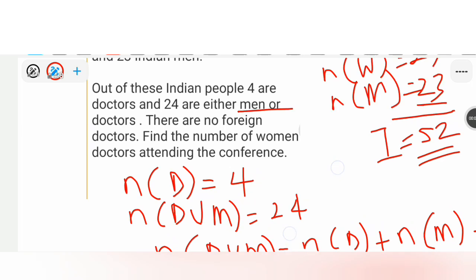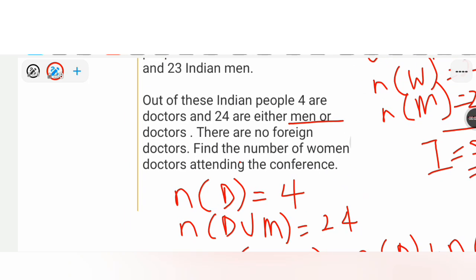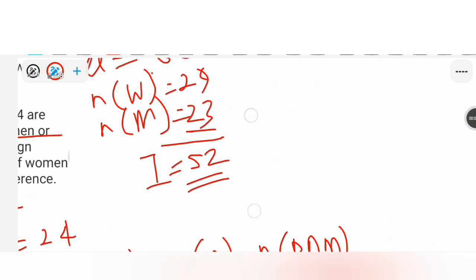But from this question, you will see that you are told that no foreigner is a doctor. That means all the doctors are actually Indians. And since 3 men are doctors, you are told to find the women doctors that are there. The women doctors will definitely be 1, since all the doctors are Indians. And they are just 4 in number.